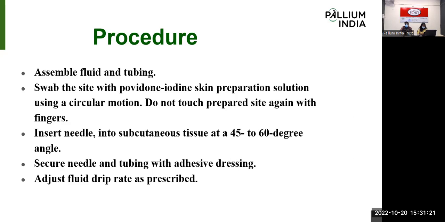Then after fixing this needle or SV set, we need to connect the assembled fluid and tubing to the set. After connecting, we need to adjust the drip rate also. I already told you, if we are giving a bolus type of injection, we need to maintain 1 ml per minute. For any infusion like a drip, we need to maintain 20 drops per minute. Within the 20 drops per minute, we need to adjust the rate.